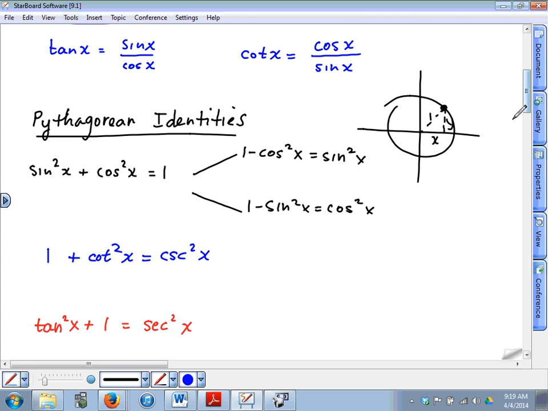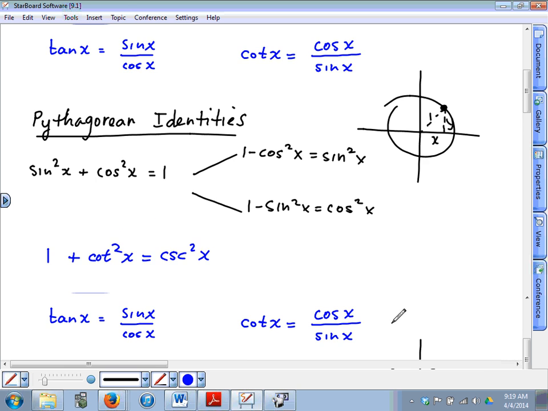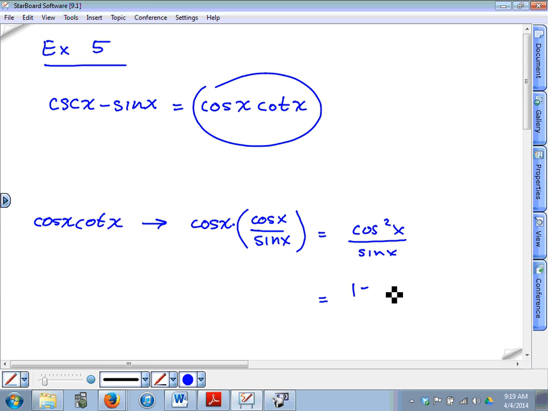Where'd you go? The original Pythagorean identity, sine squared plus cosine squared equals 1. If you just subtracted one of the terms on the other side, you would get these variations. Cosine squared then equals 1 minus sine squared. So 1 minus sine squared of x over sine of x.